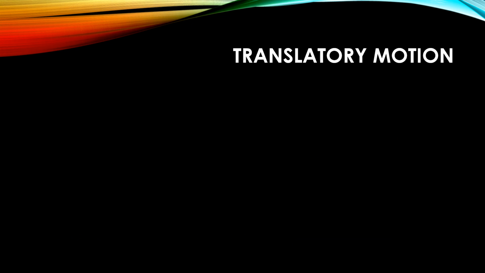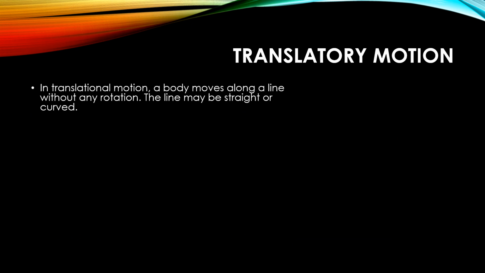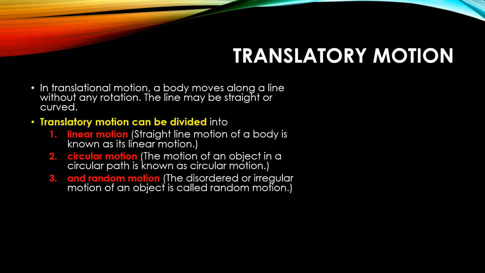Now let's discuss the translatory motion in detail. In translational motion, a body moves along a line without any rotation. The line may be straight or curved. Translatory motion can be divided into: 1. Linear motion. Straight line motion of a body is known as its linear motion. 2. Circular motion. The motion of an object in a circular path is known as circular motion. 3. Random motion. The disordered or irregular motion of an object is called random motion.